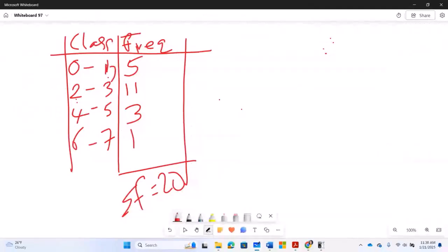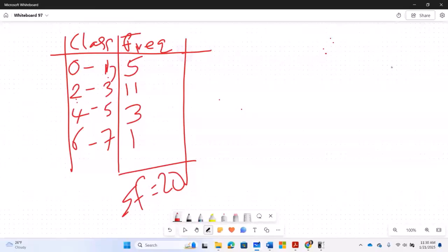Okay, then I already know that the total frequency should be 20. So let me add up everything. There better be 20. So 5 plus 11 is 16. 16 plus 4 is 20. Okay. So we just made what is called a frequency distribution table. That's all. This is a frequency distribution table. But it's not always going to be only this. Only these 2 columns are called a frequency distribution table.